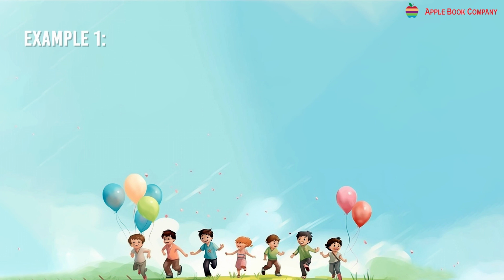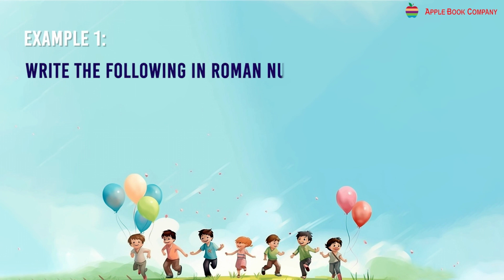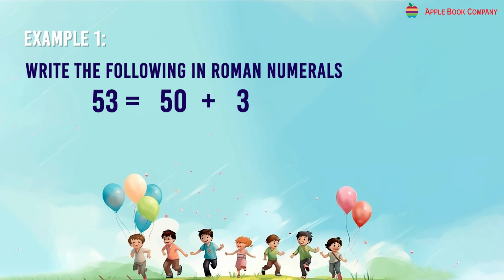Let's see some examples. Example 1. Write the following in Roman numerals. 53. 53 can be divided as 50 plus 3. 50 is L and 3 is III. So the Roman numeral is LIII.